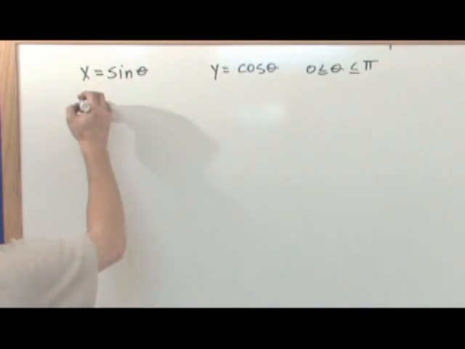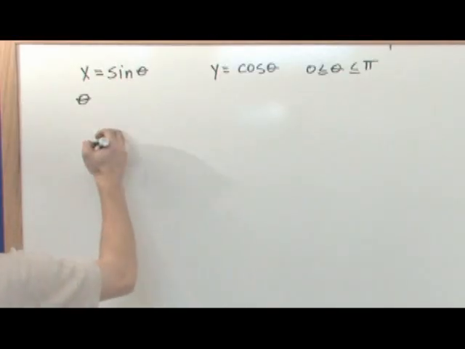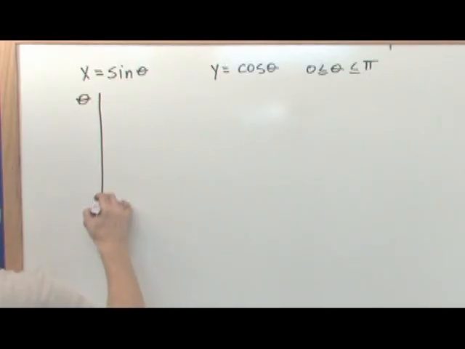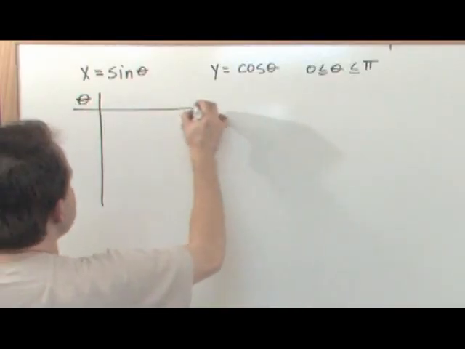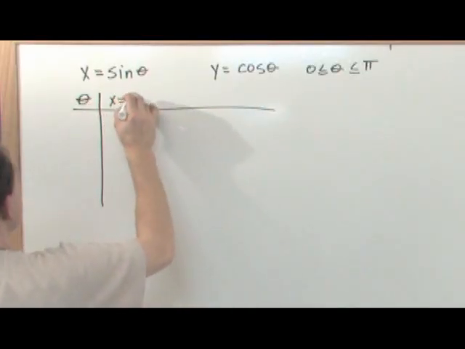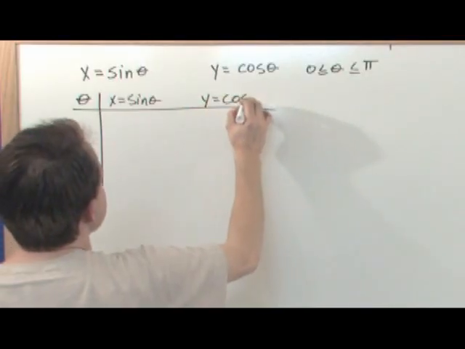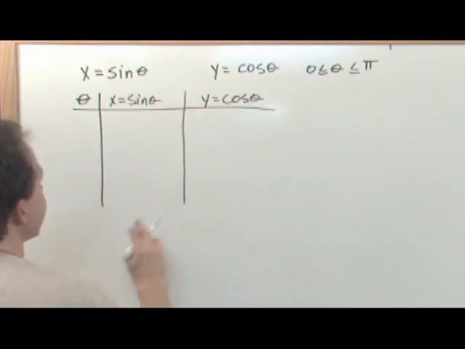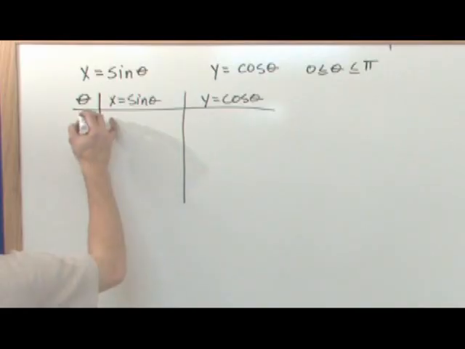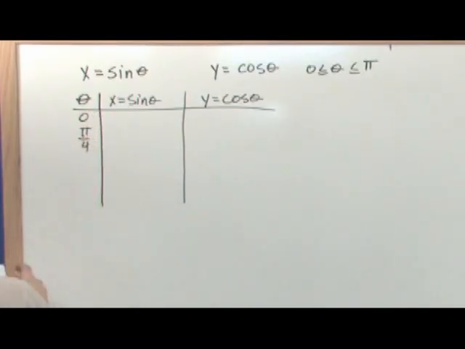We make a table just like we always do. We're going to have theta, which is our parameter. Usually we call it time, but in this case we're calling it theta. And x is going to be equal to sine theta, and y is going to be equal to cosine theta. Okay, just like always. And we're going from 0 to pi, so I'm going to pick 0, pi over 4, pi over 2, 3 pi over 4, and pi.